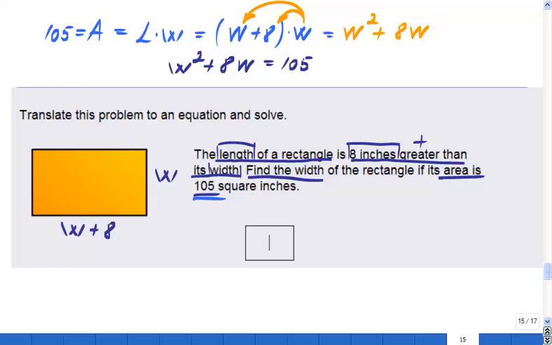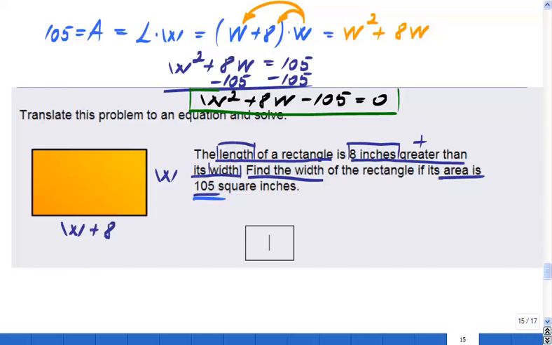Well, to have a quadratic equation in the standard form, you have to move this 105 from the right side into the left side, and you learn that you can do that in any equation by subtracting the same quantity from both sides, in this case 105. Your new equation looks like W squared plus 8W minus 105 equals 0. Okay? And you have to solve this quadratic equation.